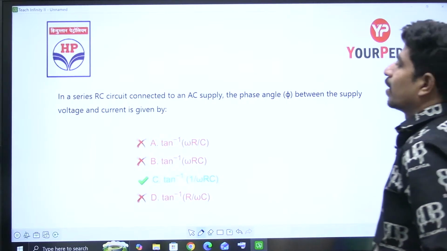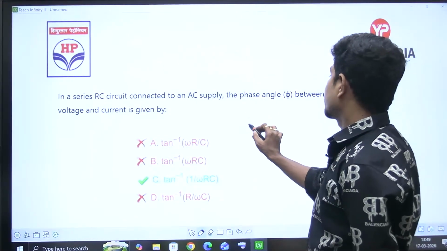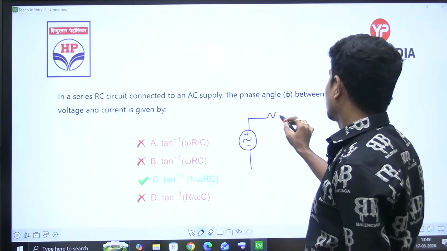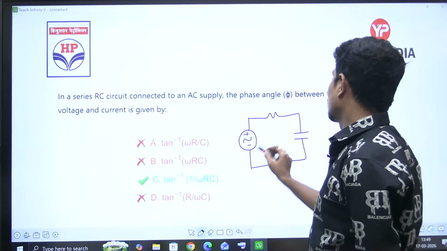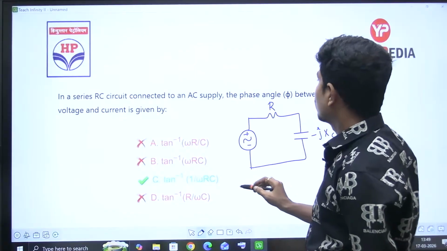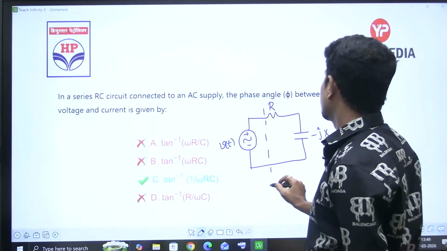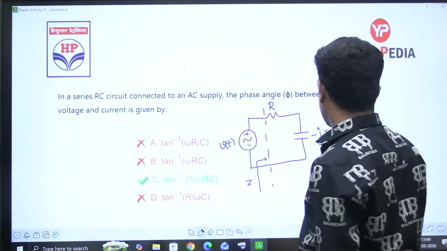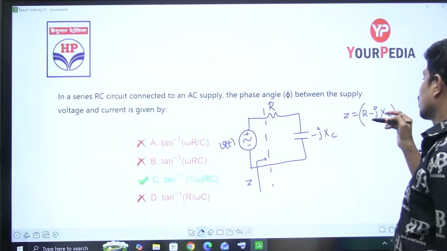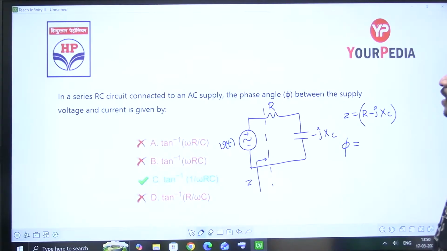What is it saying? A series circuit connected to an AC supply. This is an RC circuit, this is R. In AC, capacitance can be represented as minus jXC. This is V of t. From here, this is called the impedance Z. Z is equal to R minus jXC. Then phase angle phi between voltage and current.